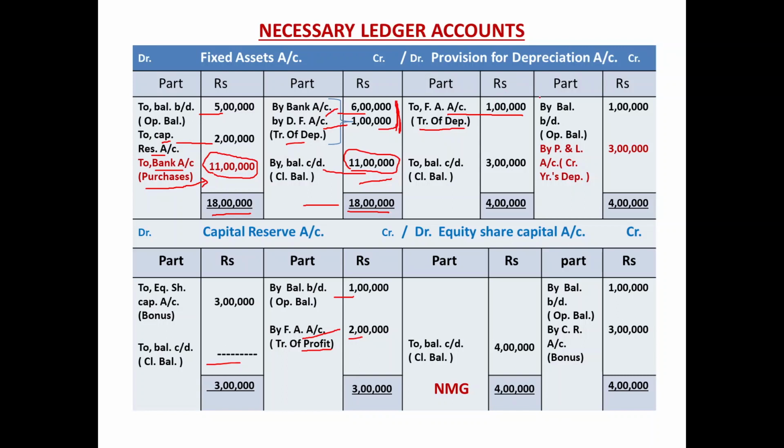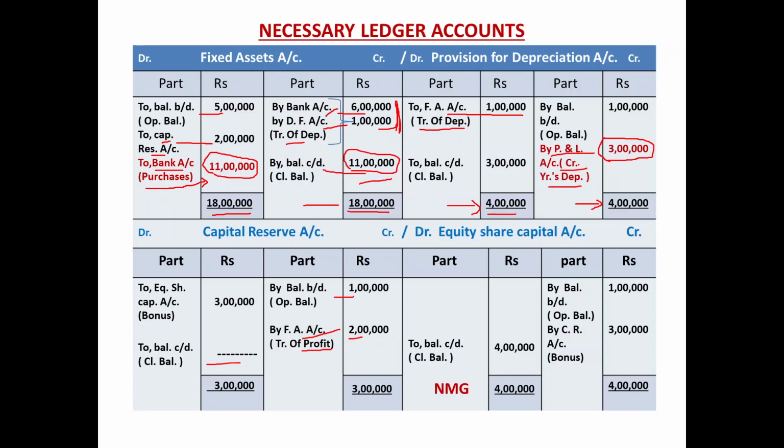Then provision for depreciation account. Debit side looks bigger. Total of debit side 4 lakhs. Put it on the credit side 4 lakhs. That gives a balancing figure on the credit side. What could it be? Common accounting sense, common accounting knowledge. It must be the depreciation provided for the current year on the fixed assets.